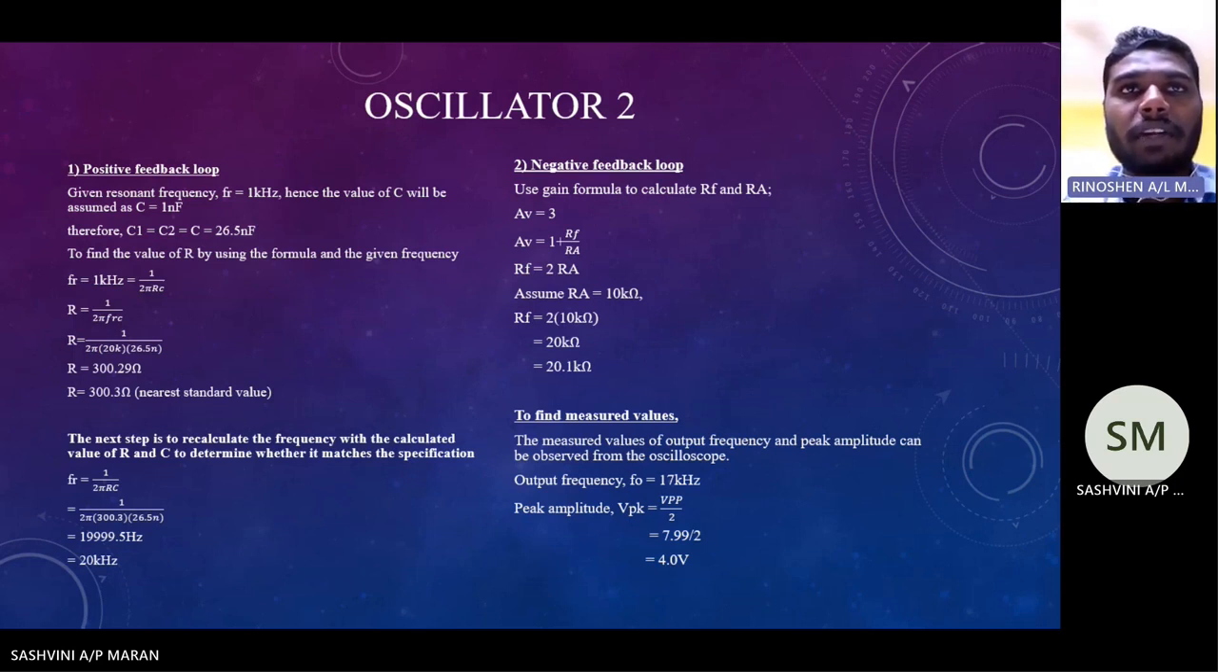To find the measured values, the output frequency and the peak amplitude can be observed from the oscilloscope. We get output frequency Fo equals 17 kilohertz and the peak amplitude VPK equals VPP over 2, that is 7.99 over 2. We get 4 volt. So the next is the Multisim circuit.